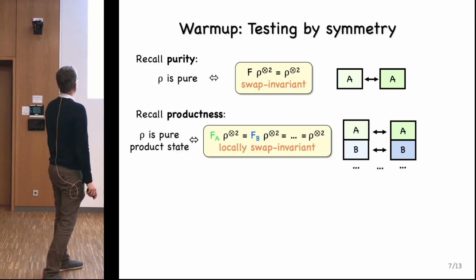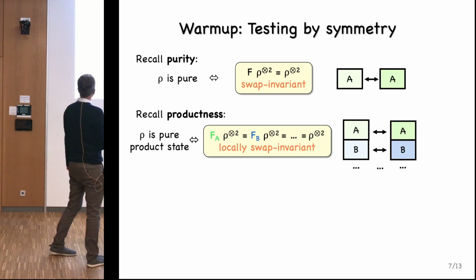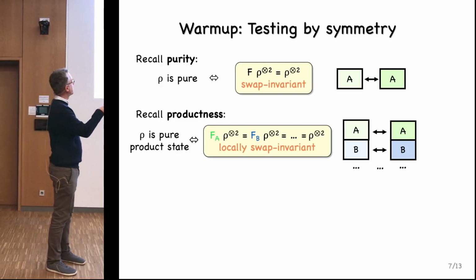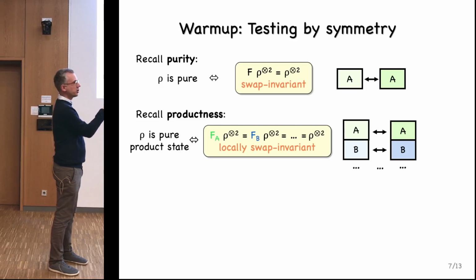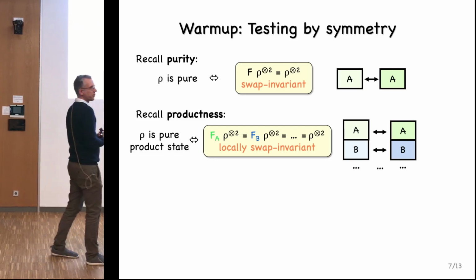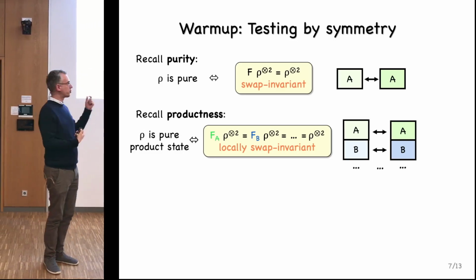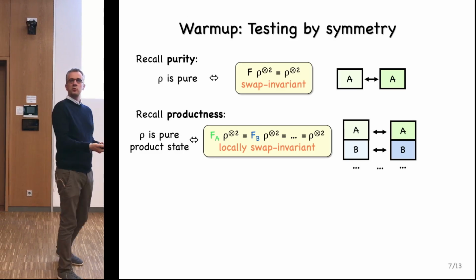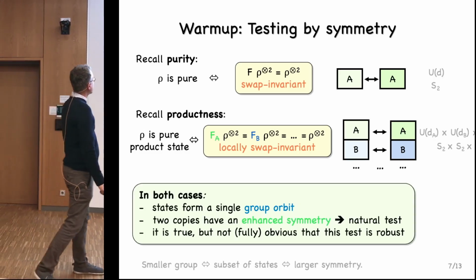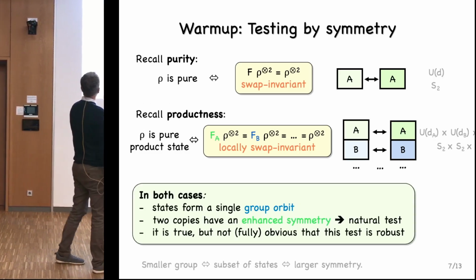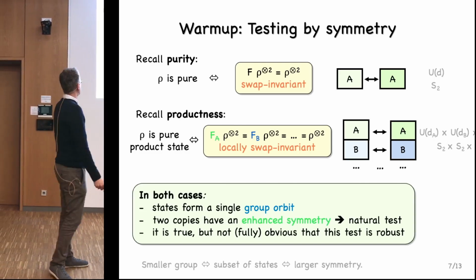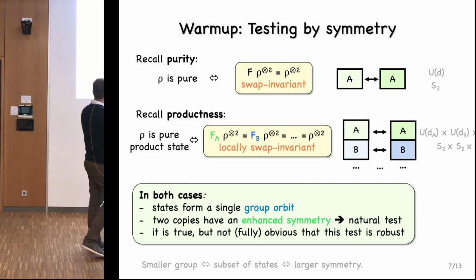Now, similarly, if you do product testing, then something is a pure product state if you can even swap locally. Because if it's a tensor product, then you can exchange the A's without exchanging the B's and vice versa. Again, pure product states are singled out by this property. That's of course a stronger test than the one above because it's a more special class of states. In both cases, the states of interest, pure states or pure product states, form a single orbit under a certain group. That will come back later.